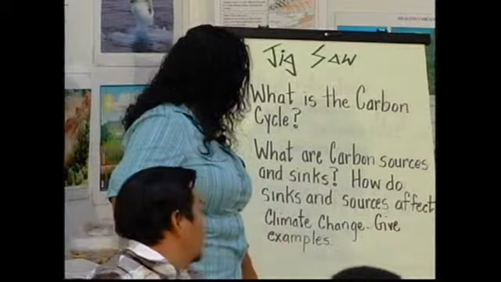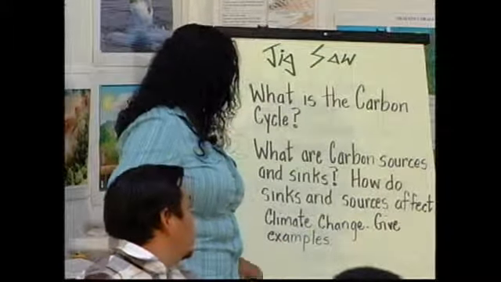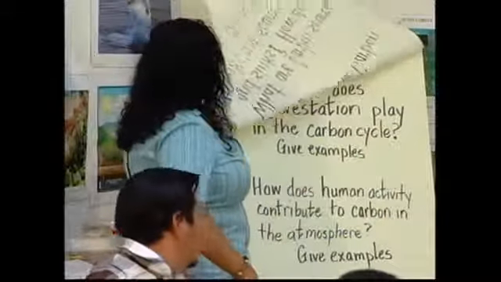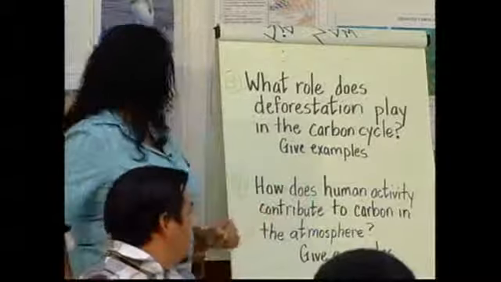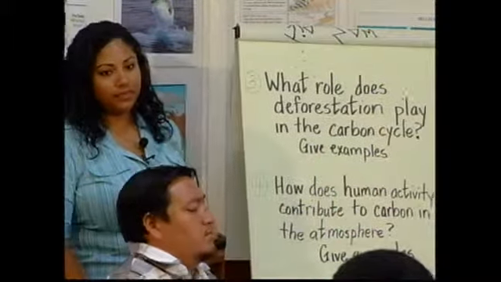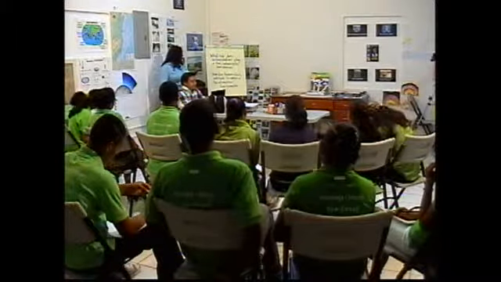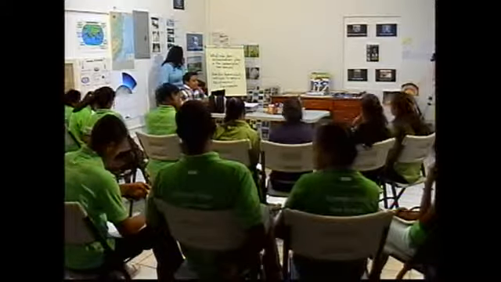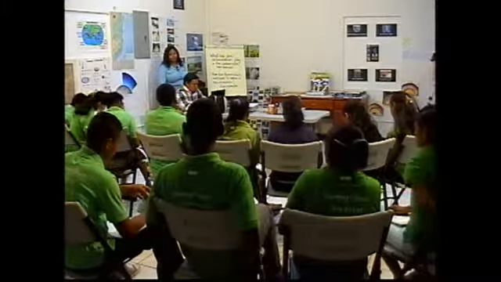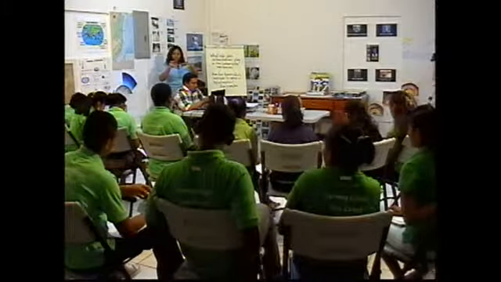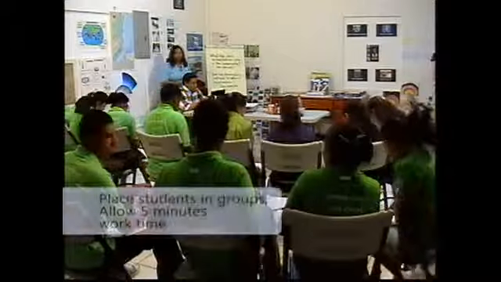All persons who are number 3s, you're going to respond to the question, what role does deforestation play in the carbon cycle? And I want some examples. And number 4 is, how does human activity contribute to carbon in the atmosphere? So I need you to get into your little mini circles right now.